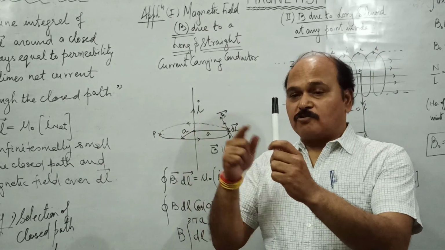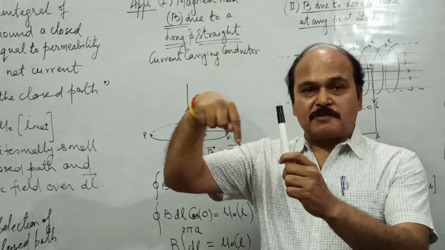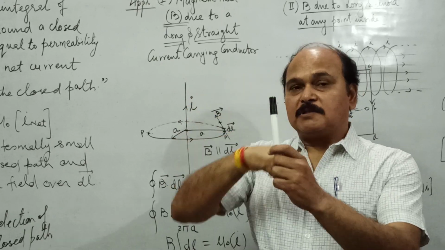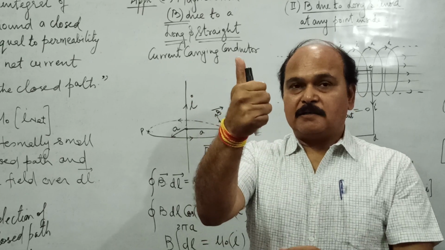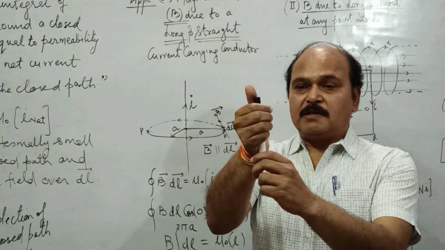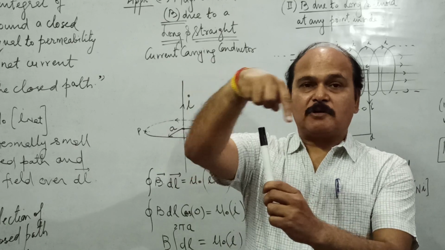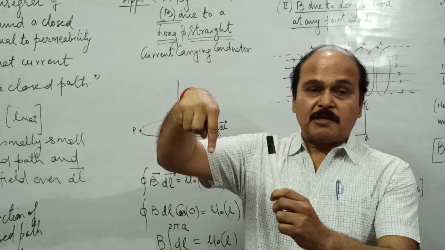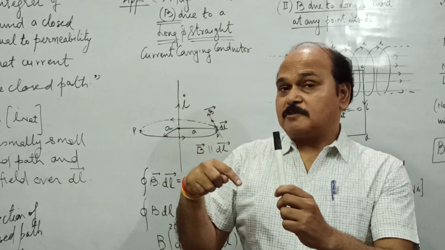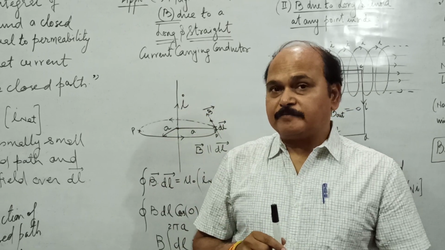this closed path is going to coincide with one of the magnetic lines of force which are present around the straight conductor. You know, when a straight conductor is held in our right hand with the thumb pointing in the direction of current, then the curl of the fingers indicates what? Magnetic lines of force. So this closed path is going to coincide with one of the magnetic lines of force which are present around the straight conductor.